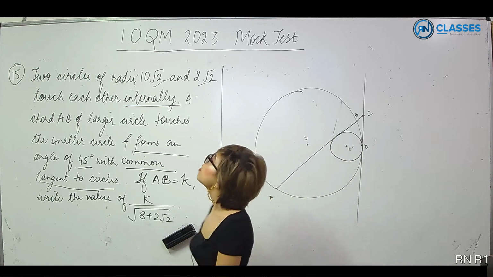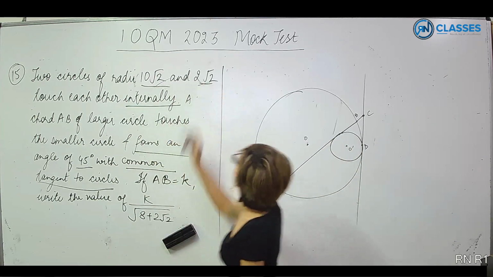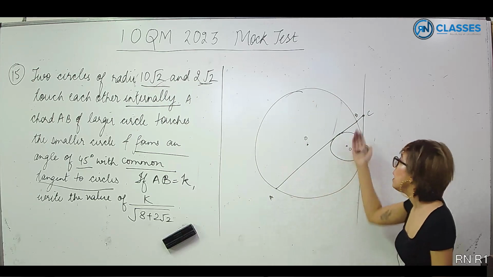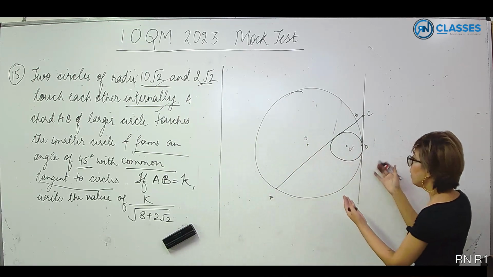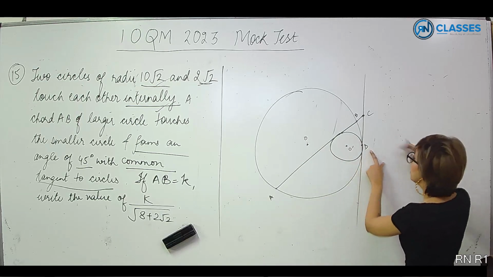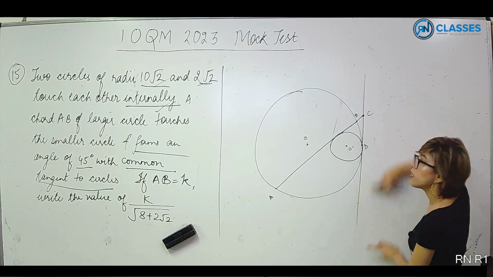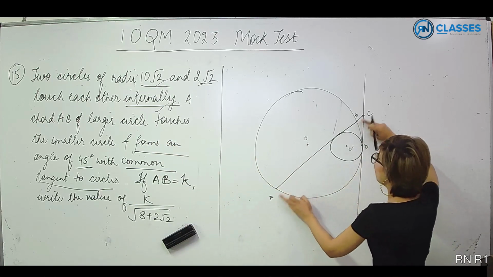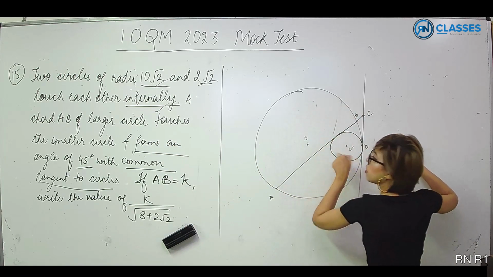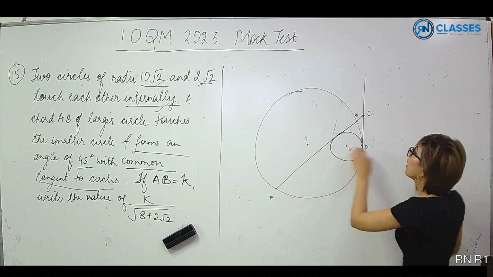Now he says two circles of radii are given to us. Obviously 10 root 2 and the baby one is 2 root 2. They touch each other internally, done that. Now when they are touching each other internally, that means I will have a common tangent like this. Now he says chord AB of the larger circle. So chord AB of the larger circle touching the smaller circle, right? And forms an angle of 45 degrees.